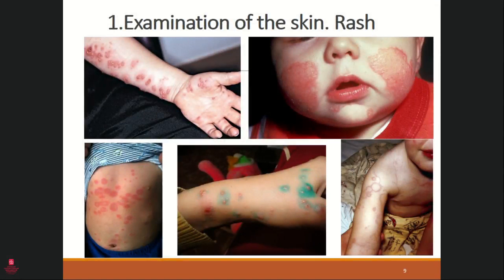First, we examine the baby in order to detect a possible rash. There may be a varied rash on the face, trunk, and limbs. Then we palpate the lymph nodes.